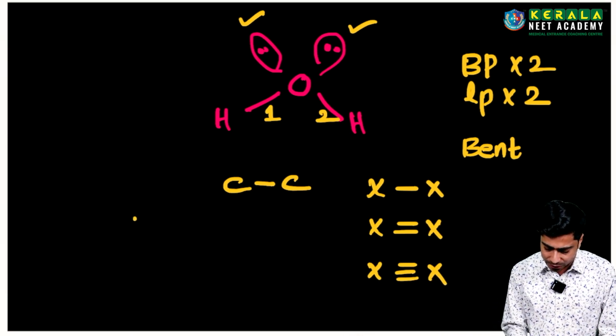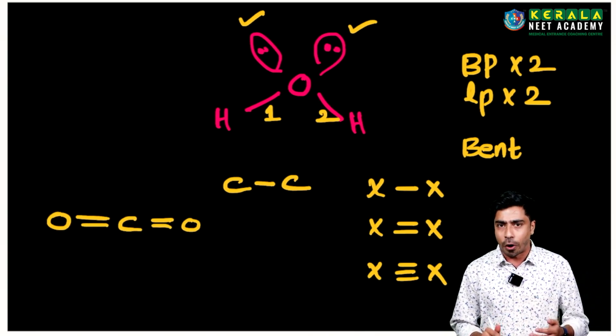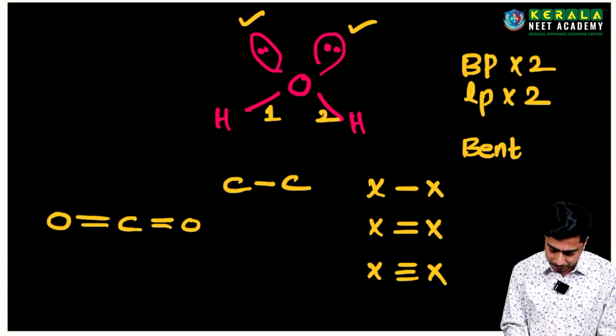For example, if I take O double bond C double bond O, you should not count it as 4 bond pairs. It should be treated as 2 bond pairs, that means two double bond pairs.